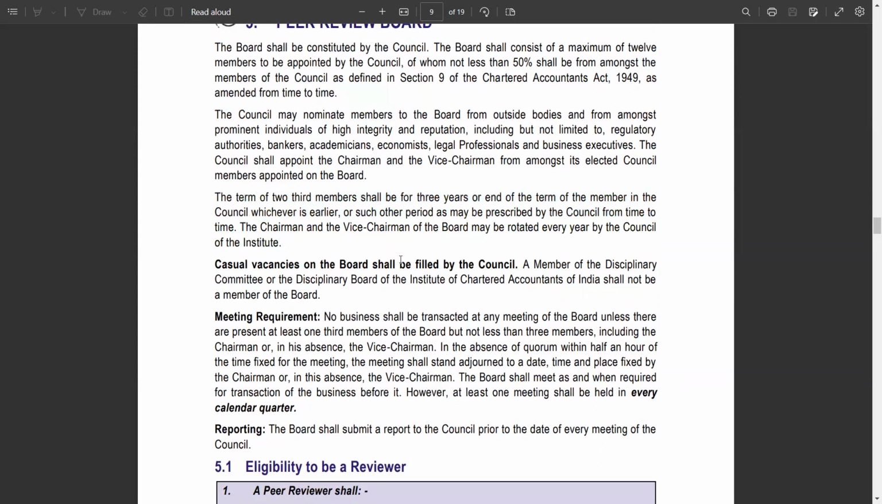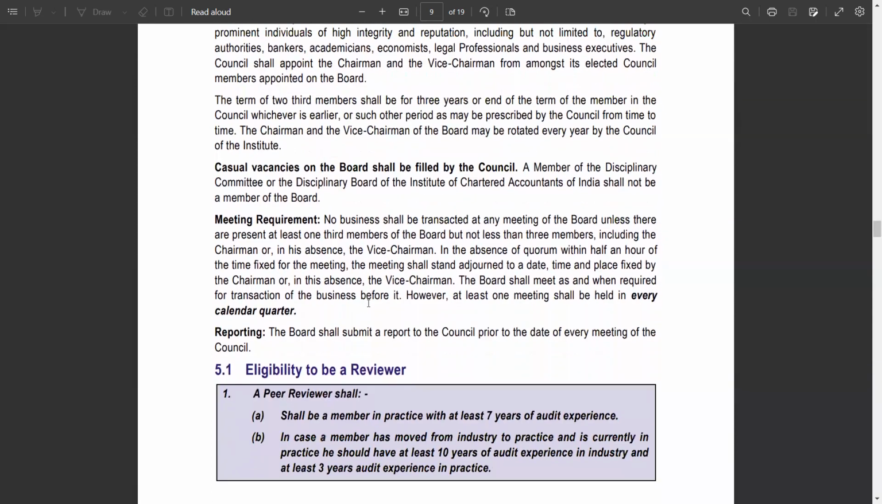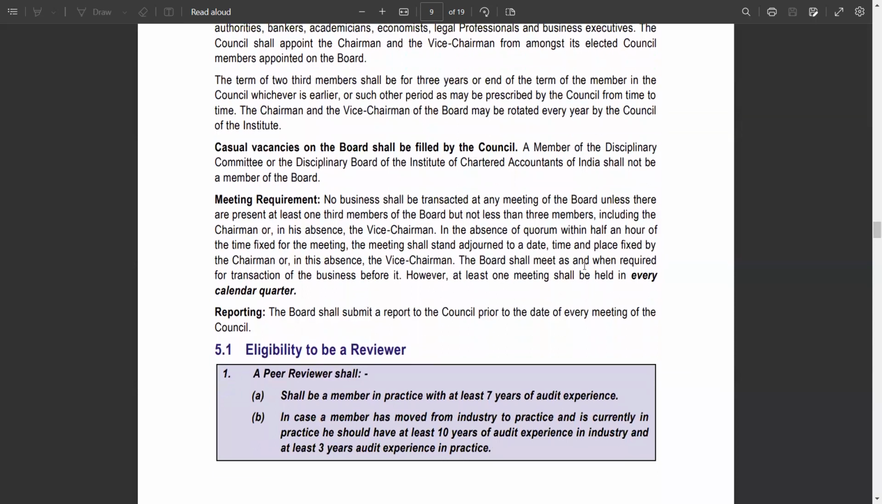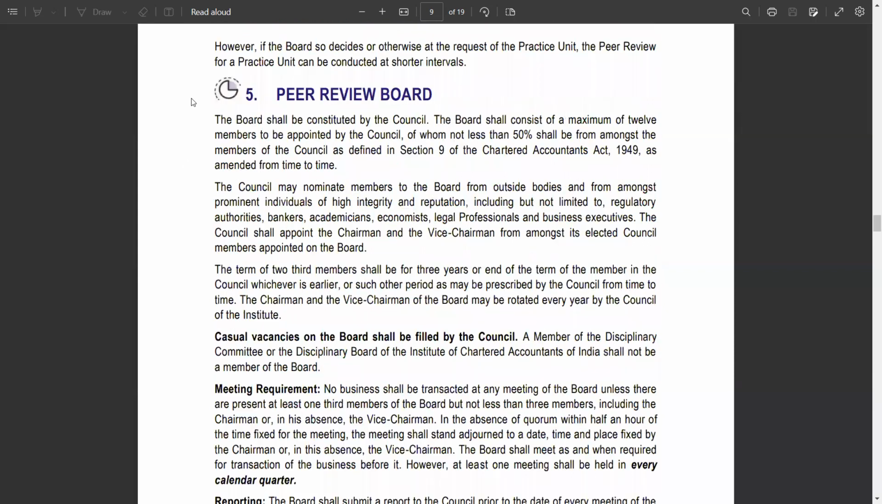Now, casual vacancy shall be filled by the council. Okay, and a member of the disciplinary board or disciplinary committee of the Institute of ICAI shall not be a member of the board. Then the meeting requirement shall be every calendar quarter; the board shall meet every calendar quarter. Reporting: it shall report to the council prior to the date of the meeting of the council. So this is the basic thing. This is an amended portion.